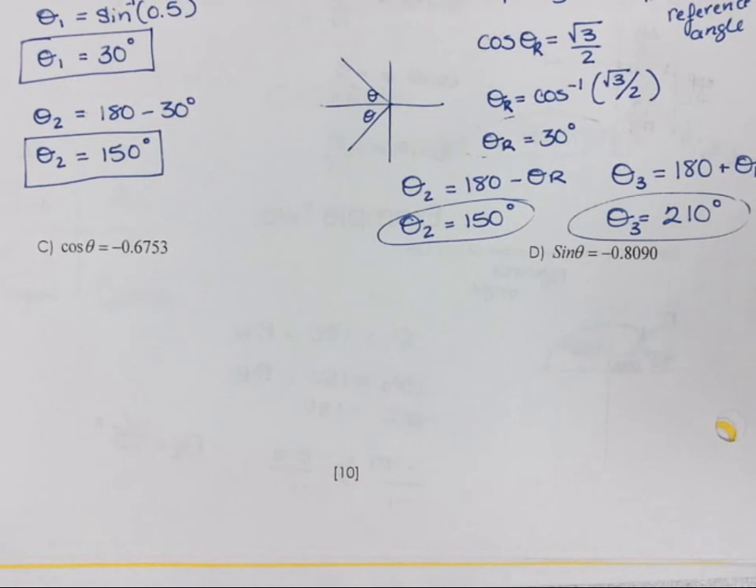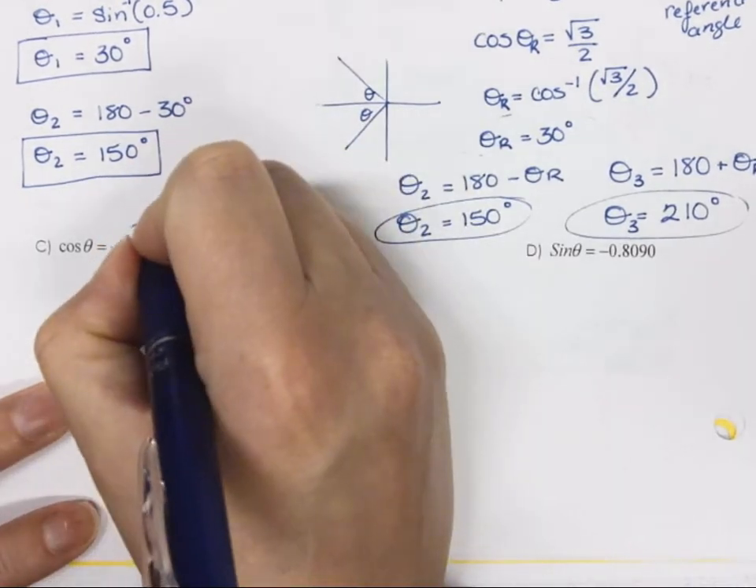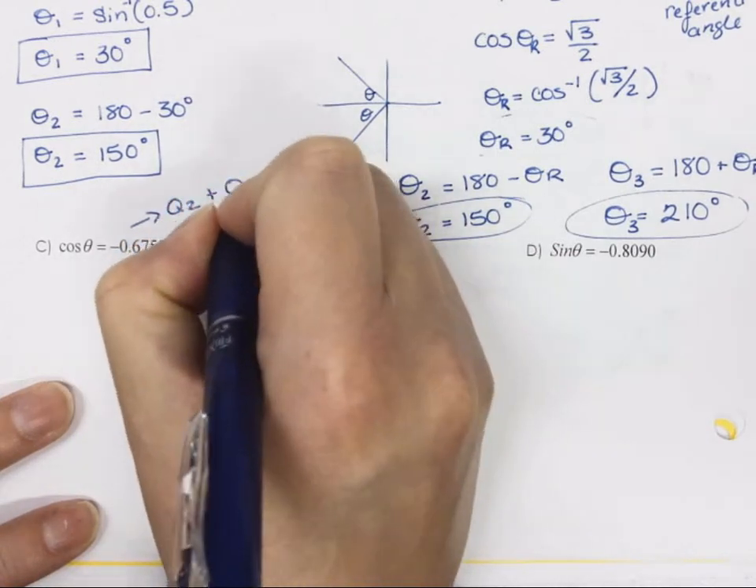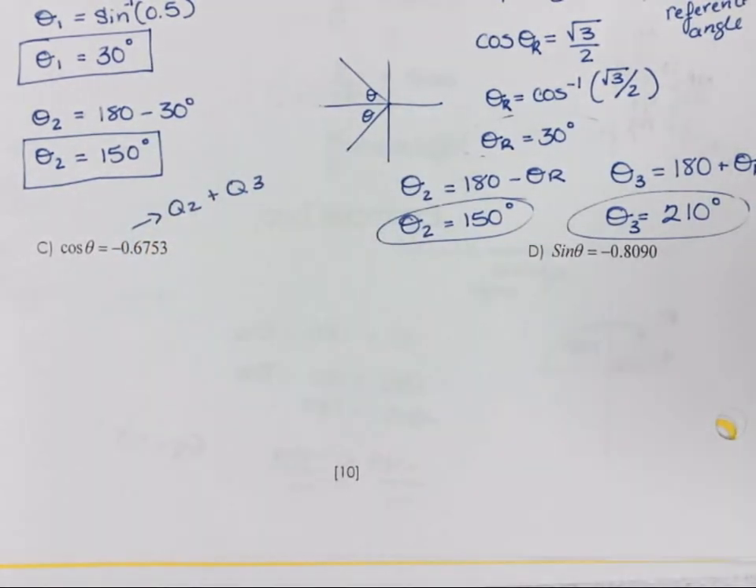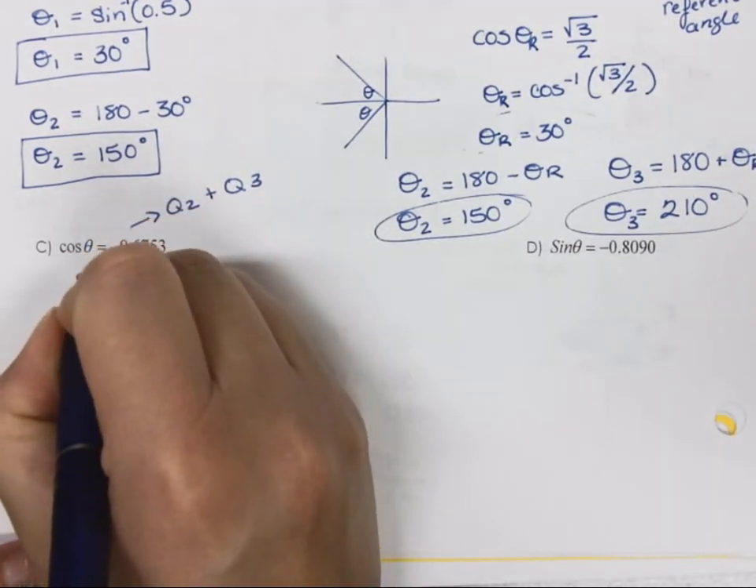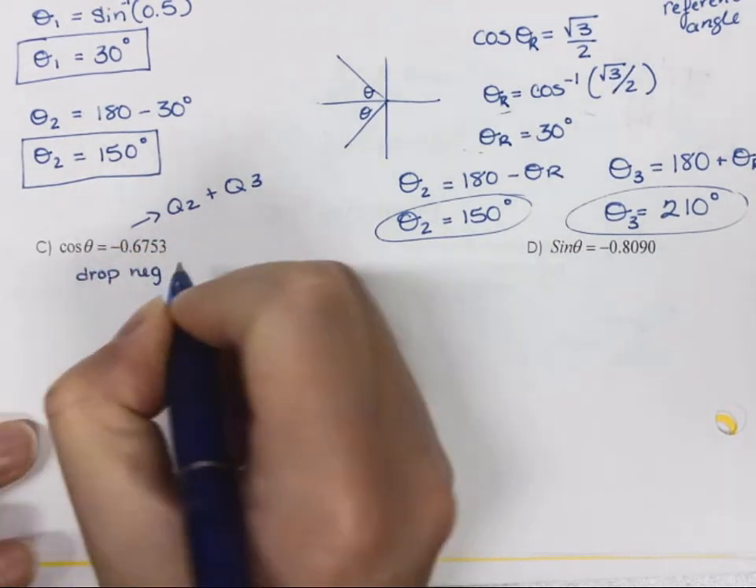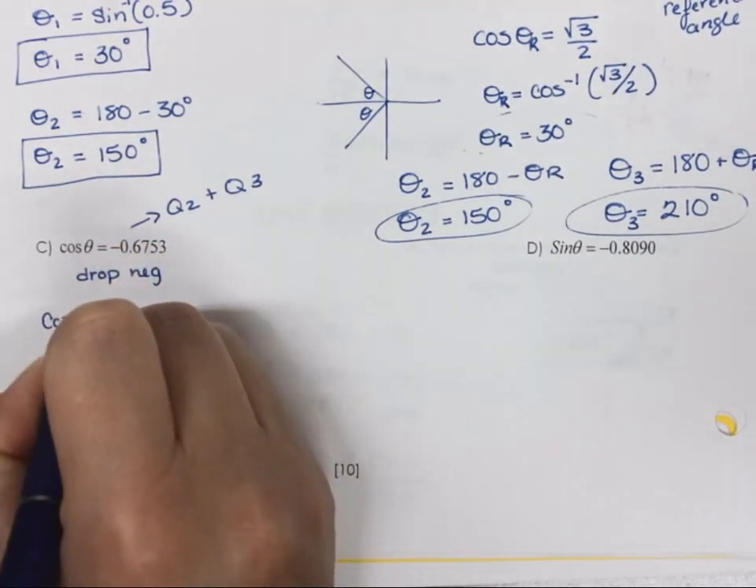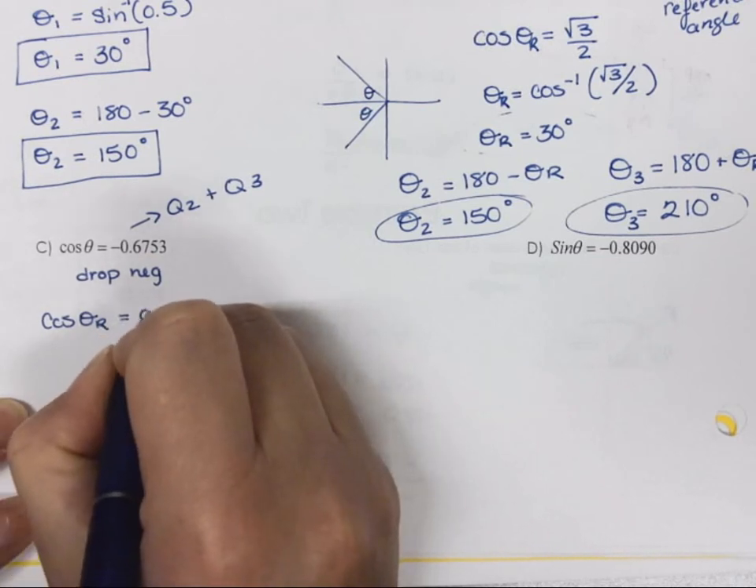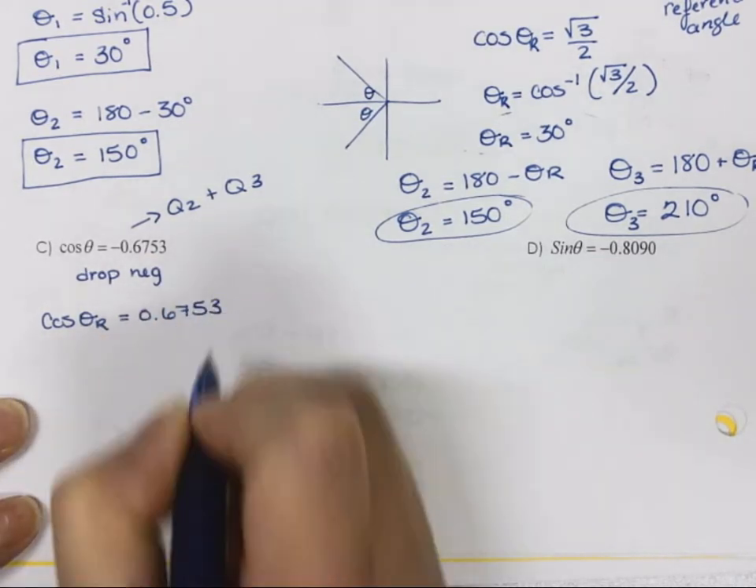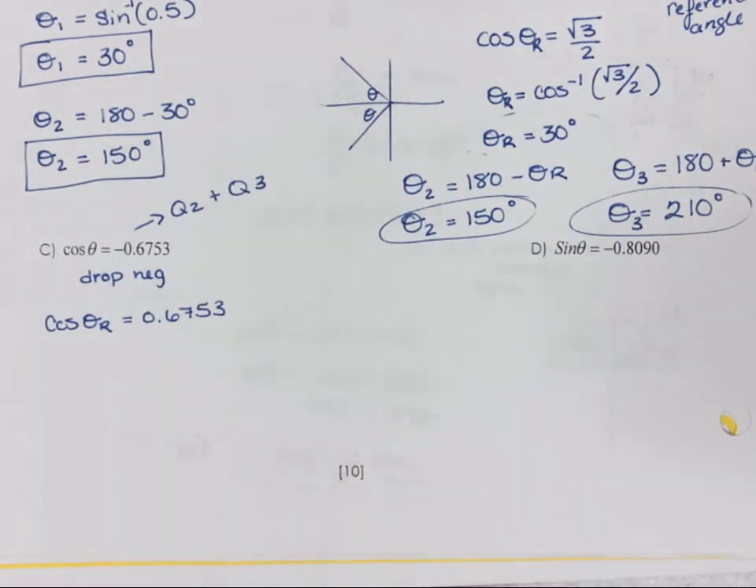Part C. Where are my answers? 2 and 3 again. Is it helpful to write down where they are? You decide that. Step 1, drop the negative. So you were solving for cos theta. This is now your reference angle because we dropped the negative. You're going to put that into your calculator. This time it's not a root sign, so to be nice and easy, you just need to put that decimal in there.